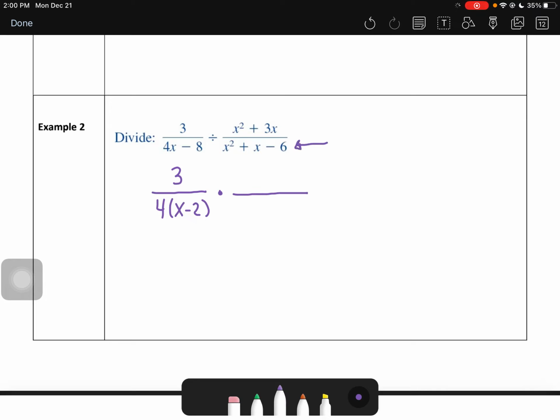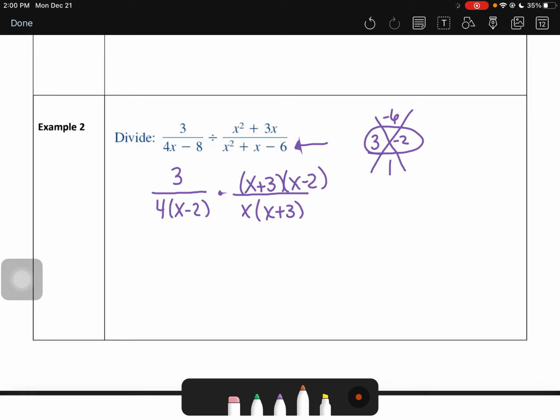So I'm going to factor this denominator first, make my x. What two numbers multiply to be -6 but add up to be 1 would be 3 and -2. But remember, that now becomes the numerator since we're doing the reciprocal. Then the numerator now becomes the denominator, and I'm going to divide by x, and I get x plus 3. So when I simplify, we can simplify the x plus 3's and the x minus 2's. So what we have left is 3 over 4x as our answer.